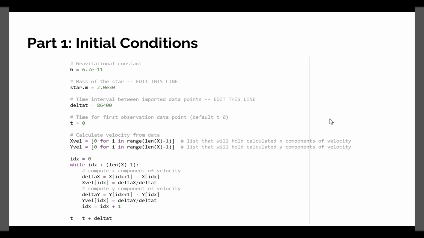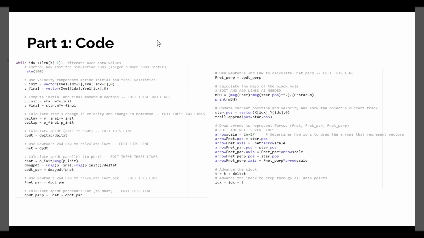Here are my initial conditions for part one. We have the gravitational constant, the mass of the star, and delta t, which is just 1 day in seconds. And here's my actual code for part one. I calculated the initial momentum and final momentum, used that to calculate F net using dp/dt, and then used that F net to calculate the parallel and perpendicular components. Then I was able to calculate the mass of the black hole using the gravitational force formula.